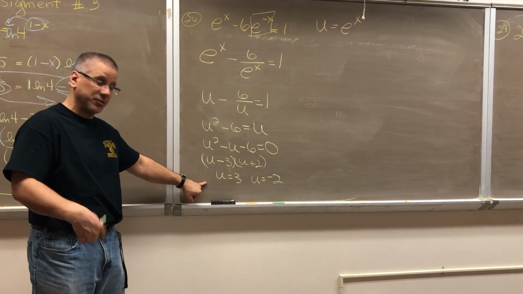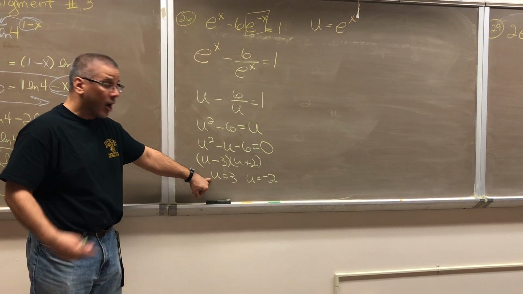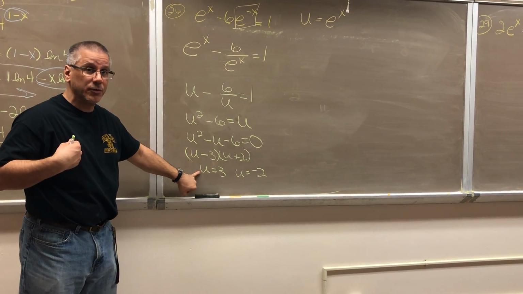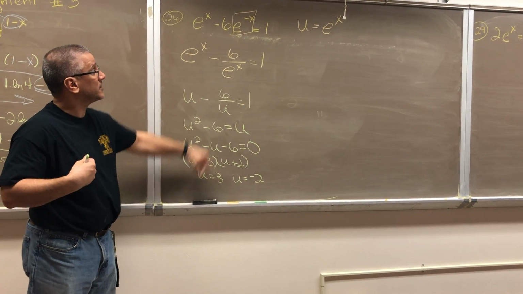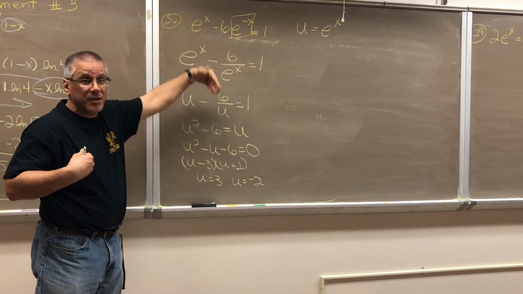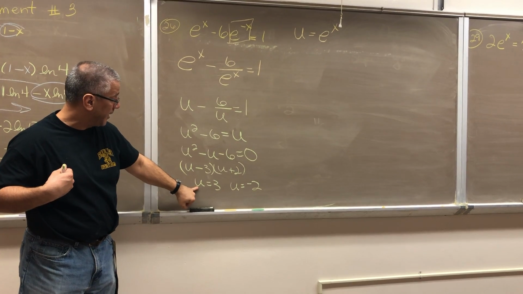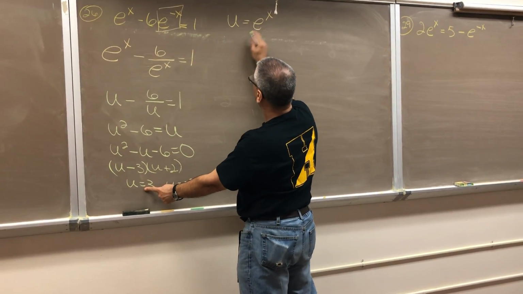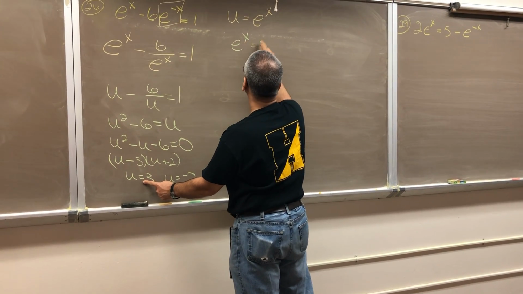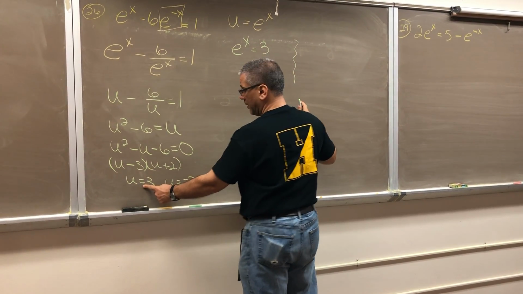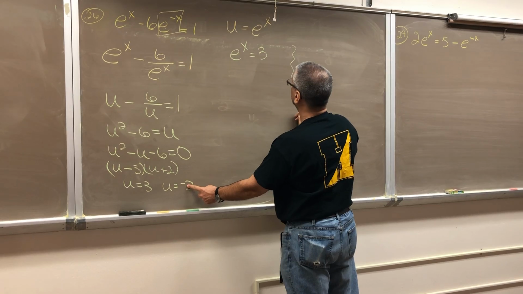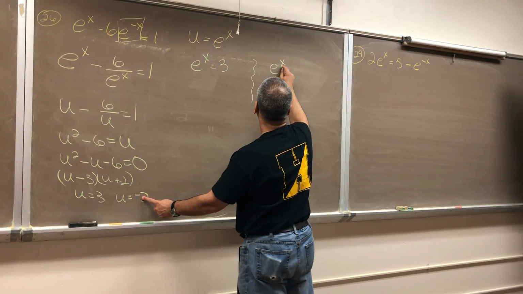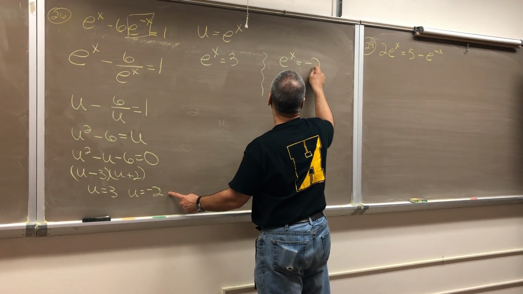Now I'm going to do my substitution again. Remember, our job was to solve for x, not u. We used the u as a tool to get this e to the x stuff all taken care of. So now I'm going to rewrite again. That u equals 3, we're going to write as e to the x equals 3. And then u equals negative 2, we're going to write e to the x equals negative 2.